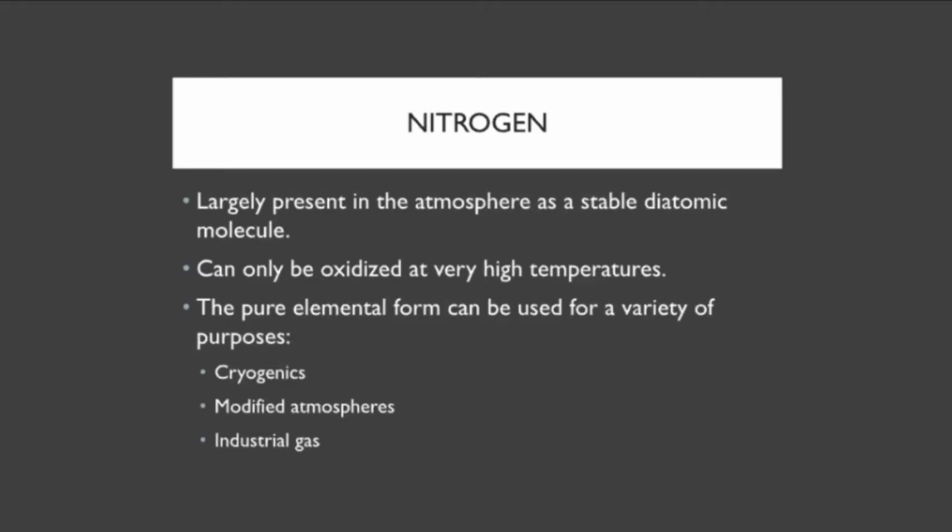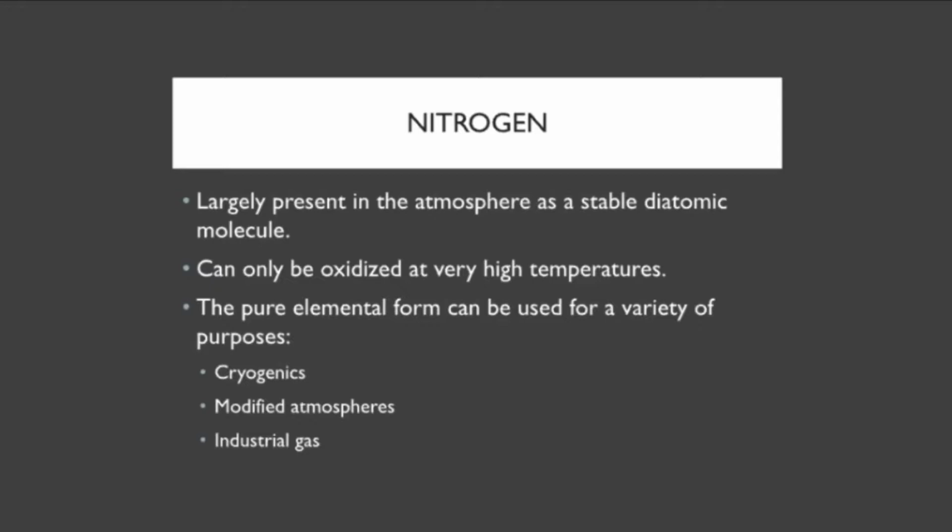In industrial processes, when we want to obtain oxides of nitrogen, the direct oxidation of diatomic nitrogen is very unsustainable. As such, we have to convert diatomic nitrogen into another form before we can obtain oxides of nitrogen. In its pure elemental form, nitrogen can be used for a variety of purposes. Its primary use is in cryogenics in the form of liquid nitrogen.